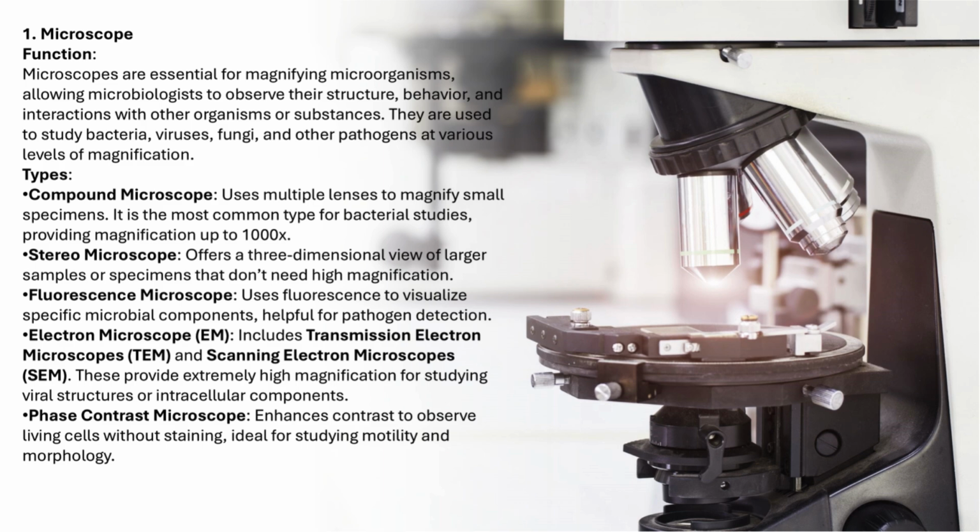Phase contrast microscope. Unlike traditional microscopes, phase contrast microscopes don't require staining. This is great for observing living cells, as it enhances contrast without killing the sample. It's perfect for studying motility, or how cells change shape and move.